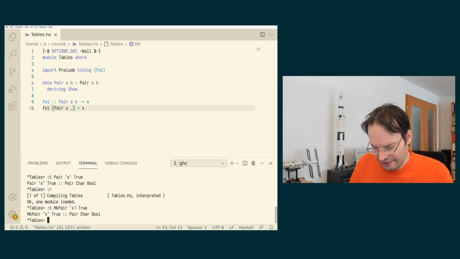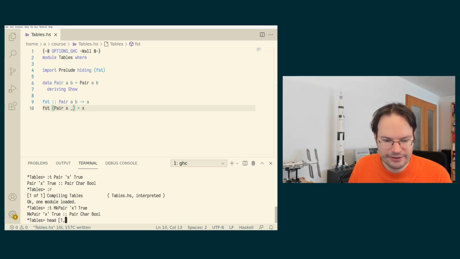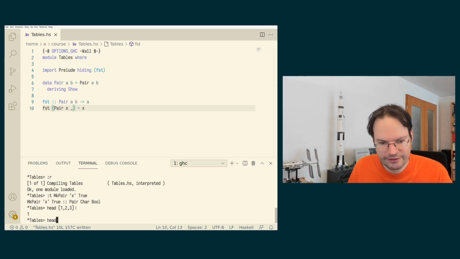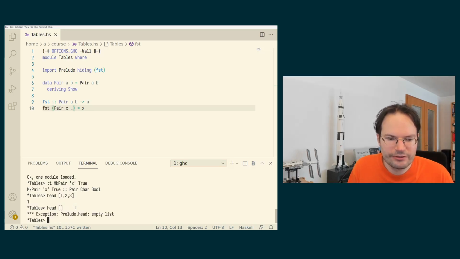There is a function head that selects the first element out of a non-empty list, but a list does not always have a first element. If we call head with the empty list, we get a crash, we get an exception, and that is bad.